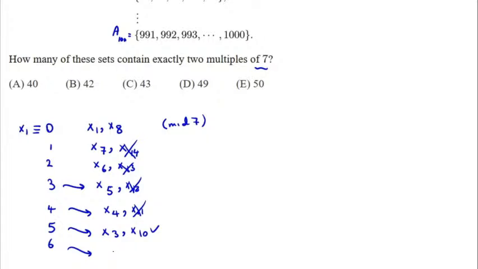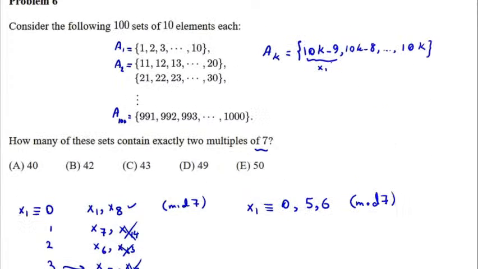x1 is 6, so x2 is good, and x9 is good. So these things are good. So x1 mod 7 can be 0, 5, or 6. x1 is what? 10k minus 9. So 10k minus 9 is good, or it should be 0, 5, 6 mod 7.